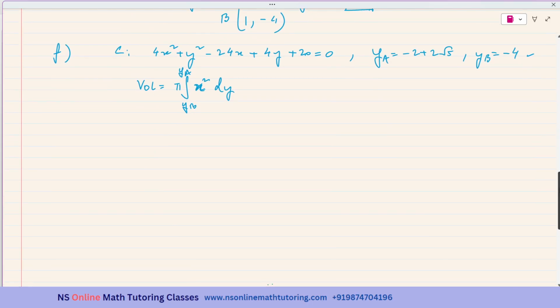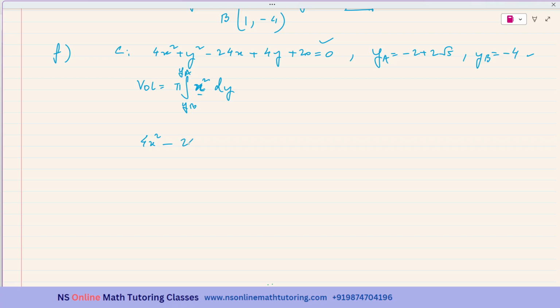You will be getting this formula in the formula booklet. So I have to get the expression for x. I can square that. How do I get the expression for x? From this I have to get it. So let me just rewrite this with the terms rearranged.